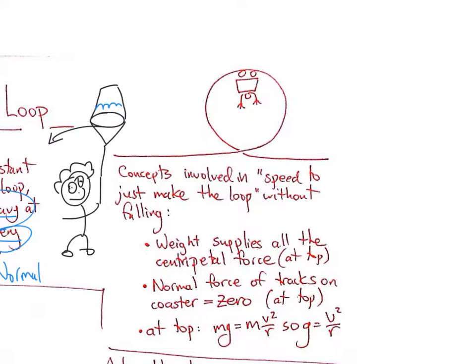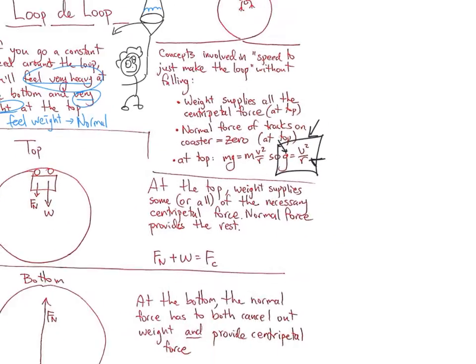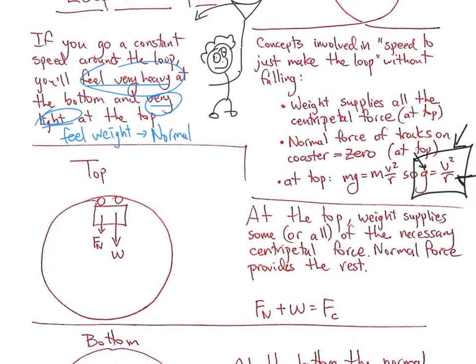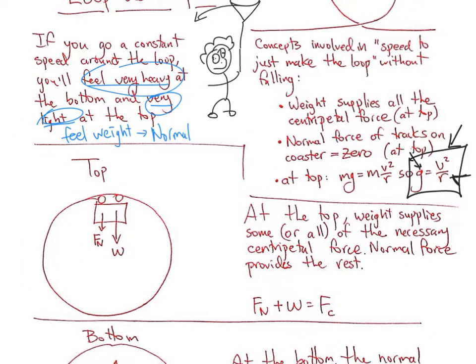So at the top, we can say that the weight equals mass times centripetal acceleration, giving us a pretty simple formula relating how fast you have to go to the radius of curvature and the acceleration due to gravity. If I were you, I would write those things in right here with little arrows. You probably know what those are: minimum speed required to make the loop, radius of curvature, and acceleration due to gravity.